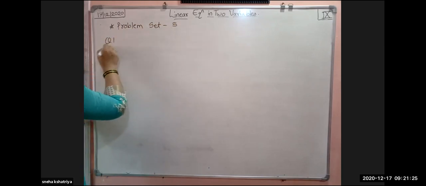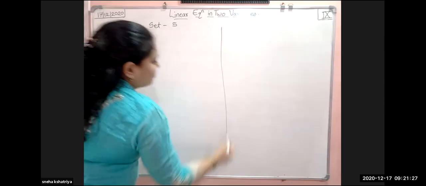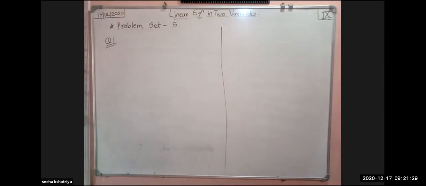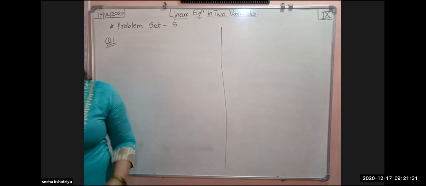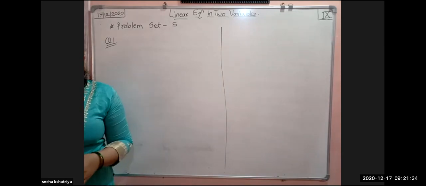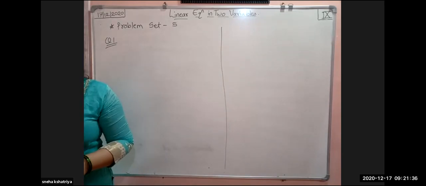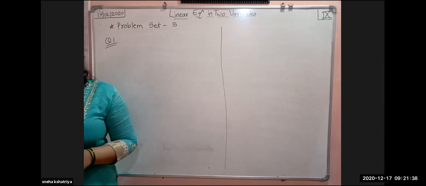Problem set 5, in which the first question is of MCQs. Whatever the correct alternative is, we have to choose it so that we can get the proper answer. So what is the question given to us?